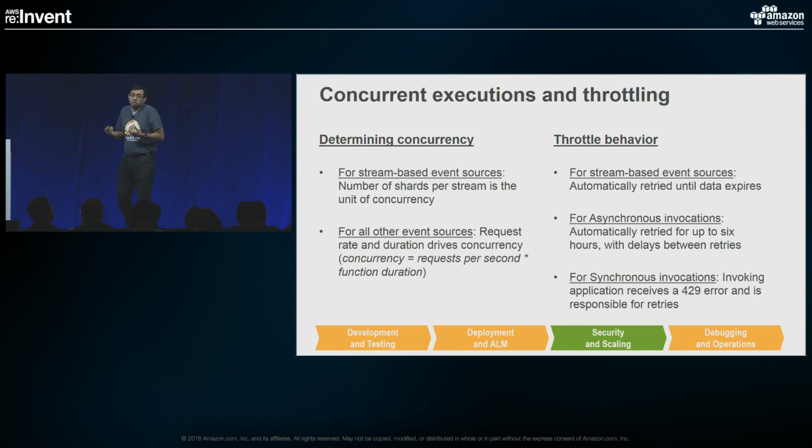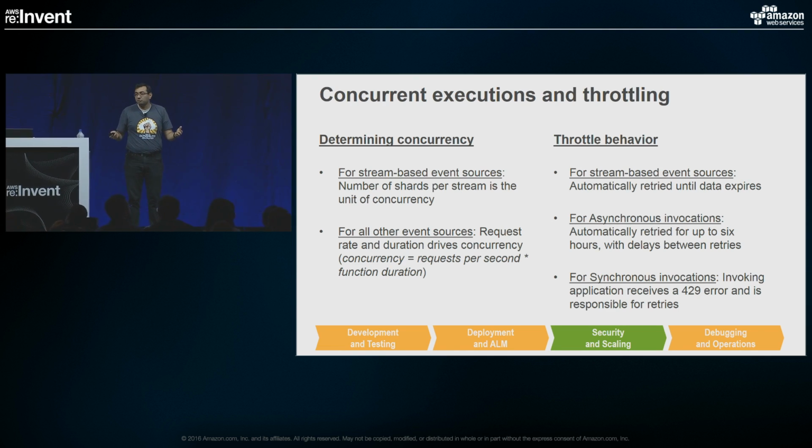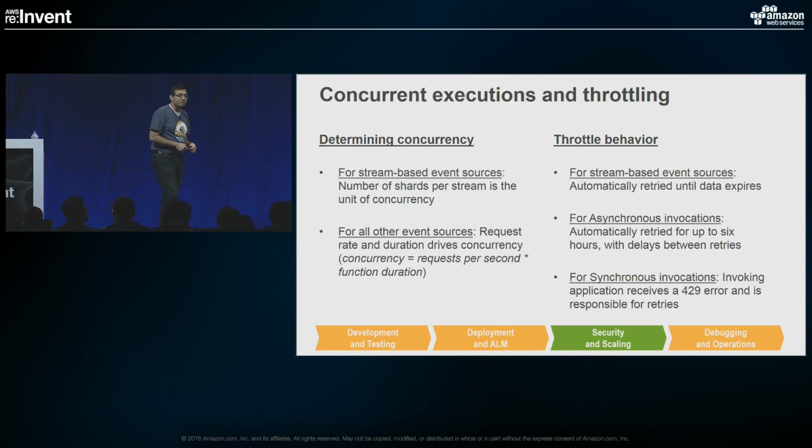So what happens when you do get throttled? Because that's a throttle limit. That's a limit of 100 as a default, and you can get that increased. What happens if you do get throttled? For stream-based services, for Kinesis and DynamoDB, if you happen to get throttled, if you forget to raise your limits, it gets automatically retried. You don't even have to worry about it. It just means that it'll be a little bit of a while before we can get to your function again.